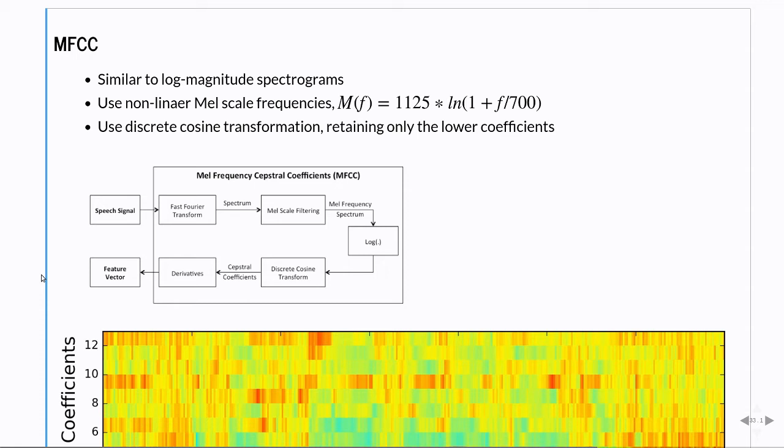Why is the frequency of 700 so significant in that formula? I don't know. I'm sure there's a textbook you could read, like 200 pages on the history of MFCCs.